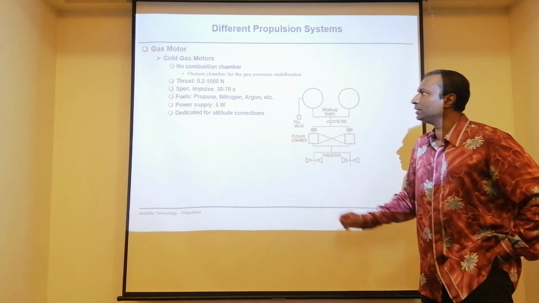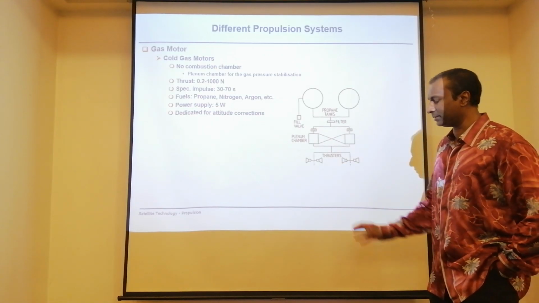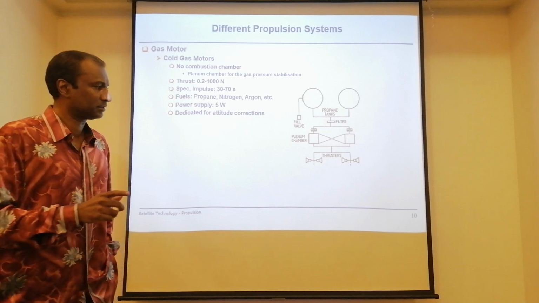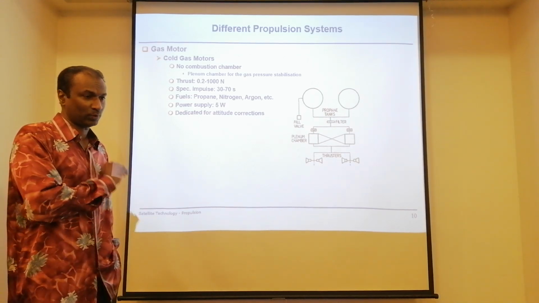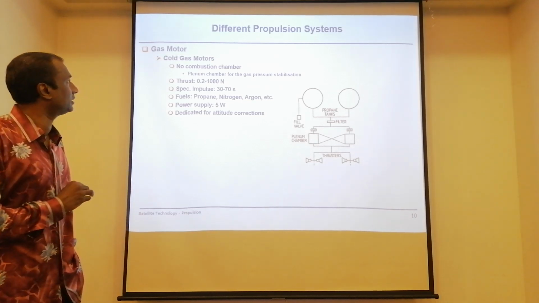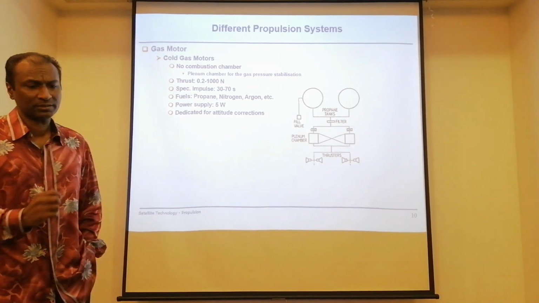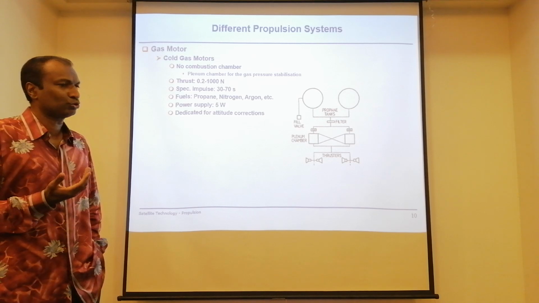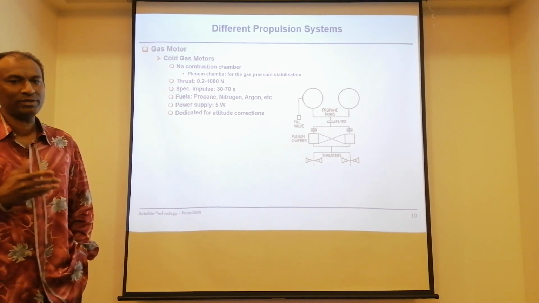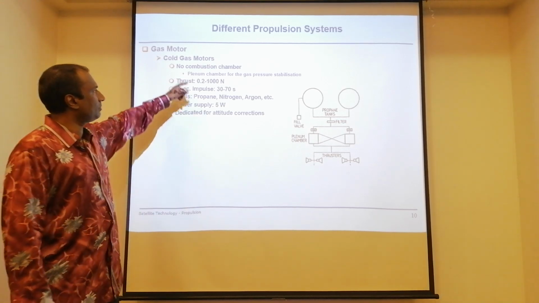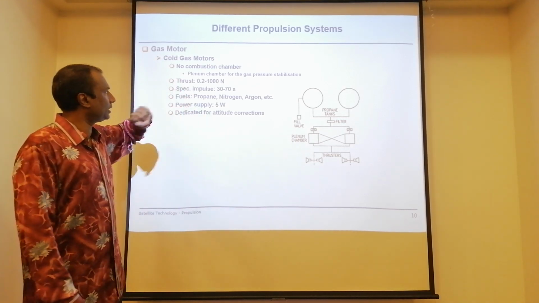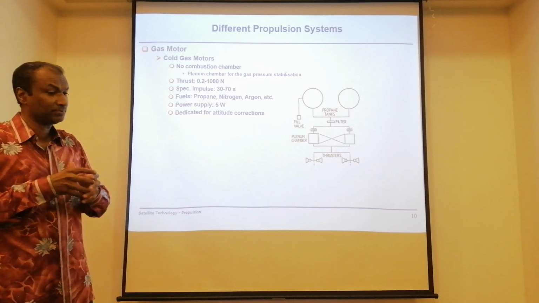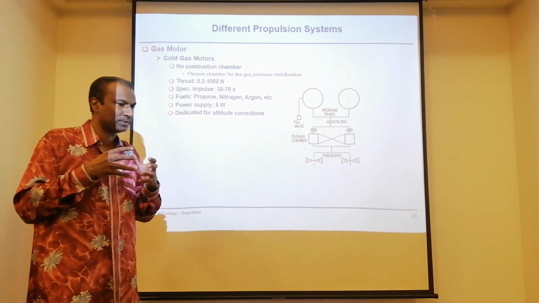Okay, go on. All right, now different propulsion systems. What we are going to look at here are different propulsion systems, specifically for satellites, and here is what is commonly used. First one is the cold gas motor. The term itself tells us it's a cold gas motor, so most probably there is no chamber to burn. You don't need to burn anything, so there is no combustion chamber. Instead of a combustion chamber, you have a plenum chamber for gas pressure stabilization. So you have high pressure, but there is no burning taking place.